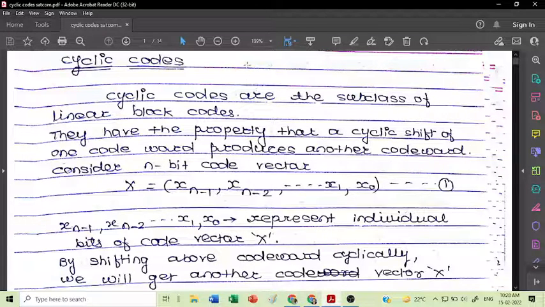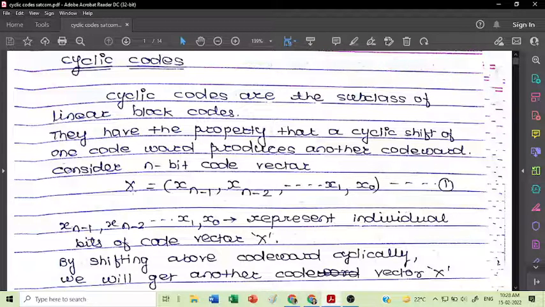Good morning. Today I would like to cover cyclic codes. Cyclic codes are the subclass of linear block codes. They have the property that a cyclic shift of one code word produces another code word. Here we can consider an n-bit code vector.